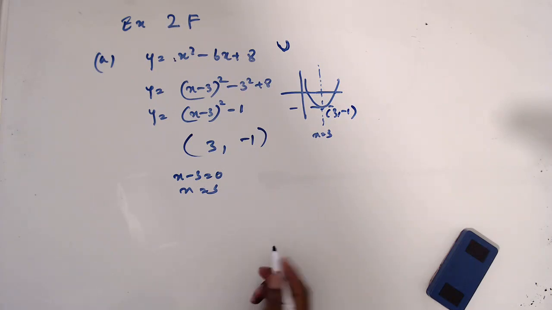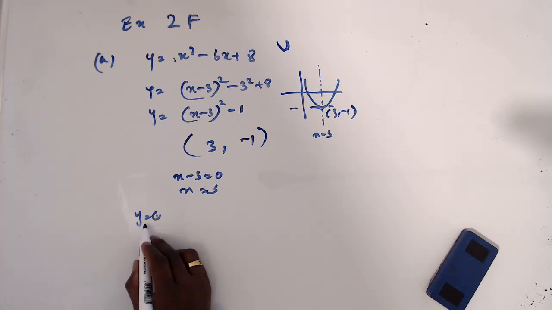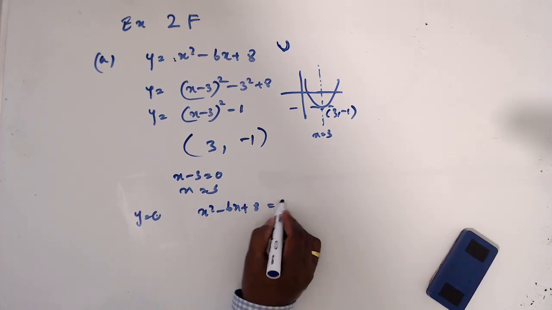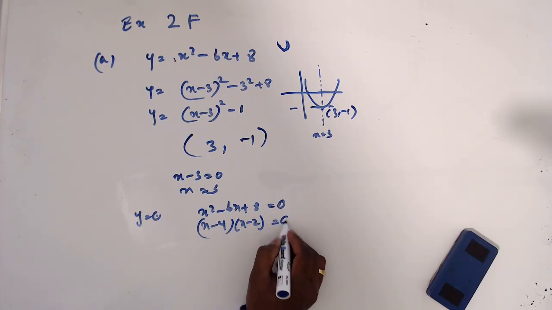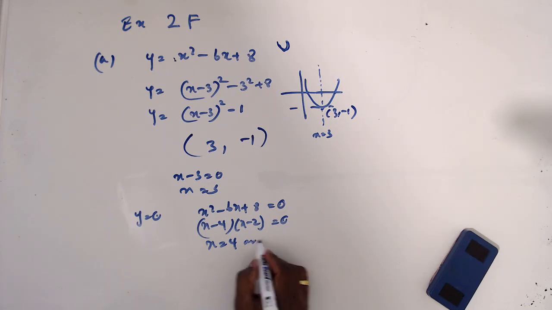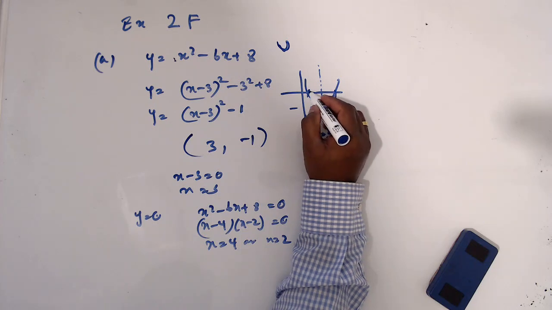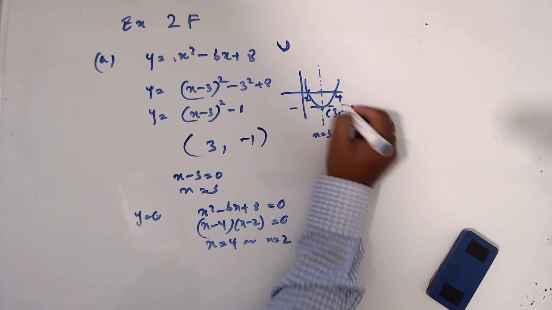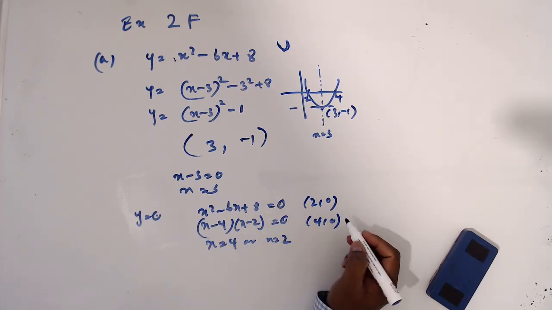And now I want to find the roots. To find the roots, I want to make y equals 0. Then x squared minus 6x plus 8 equals 0. Then (x minus 4)(x minus 2) equals 0. x equals 4 or x equals 2. So I found out the x-intercepts are 2 and 4. This is 2 and this is 4. So this is (2, 0) and (4, 0).